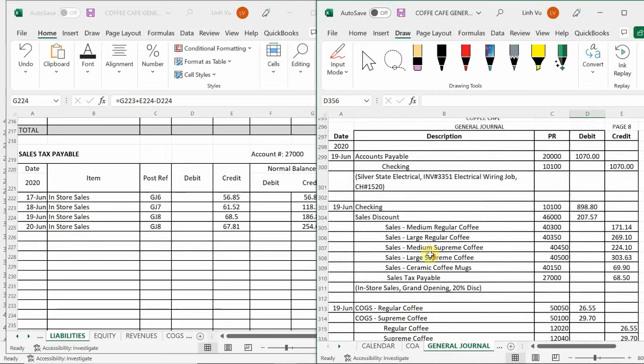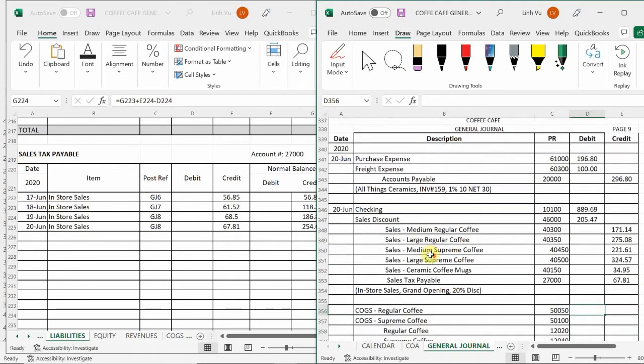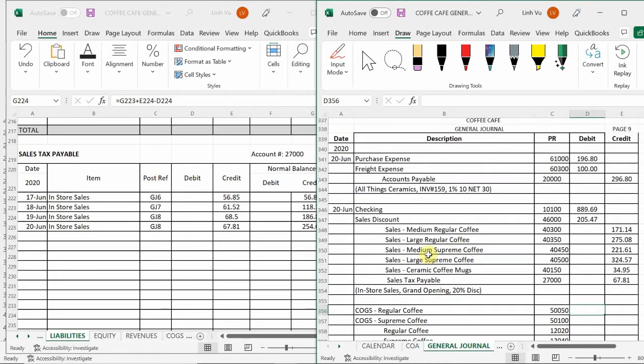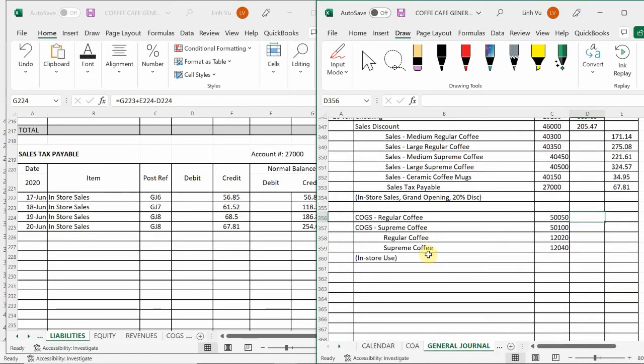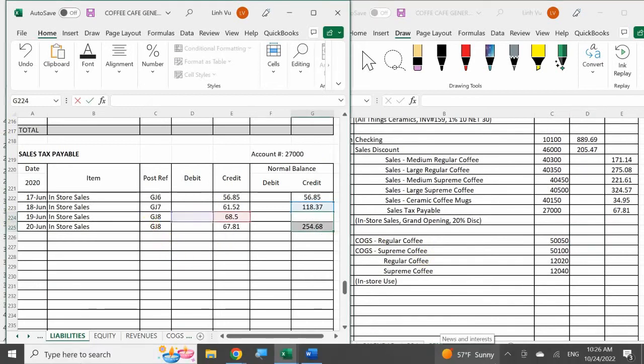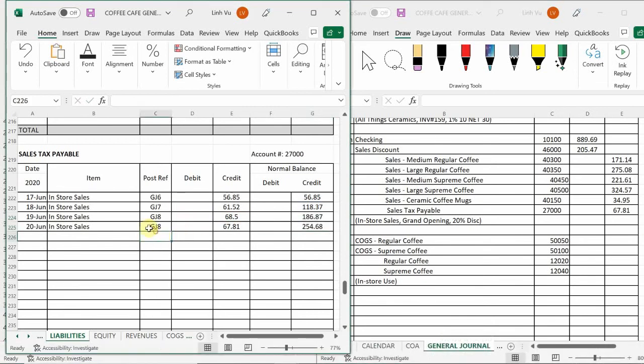Oh, no, we're on page 9. Oh, okay. My mistake. I've been writing 8 the whole time. Oh, it's okay. Okay, I got it. 254.68. Good.